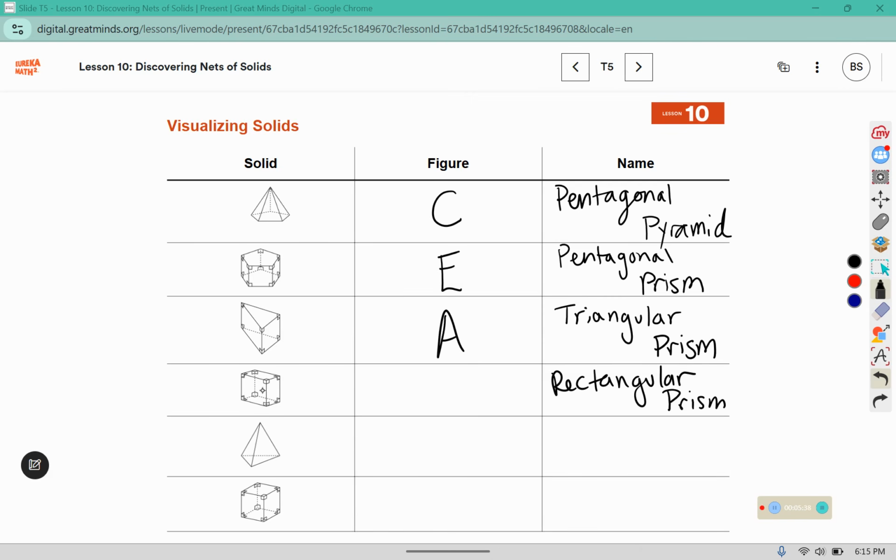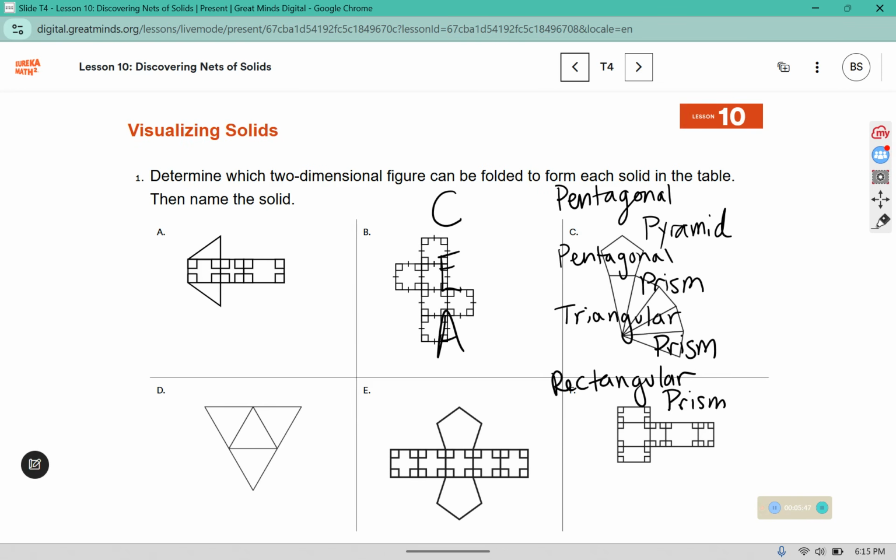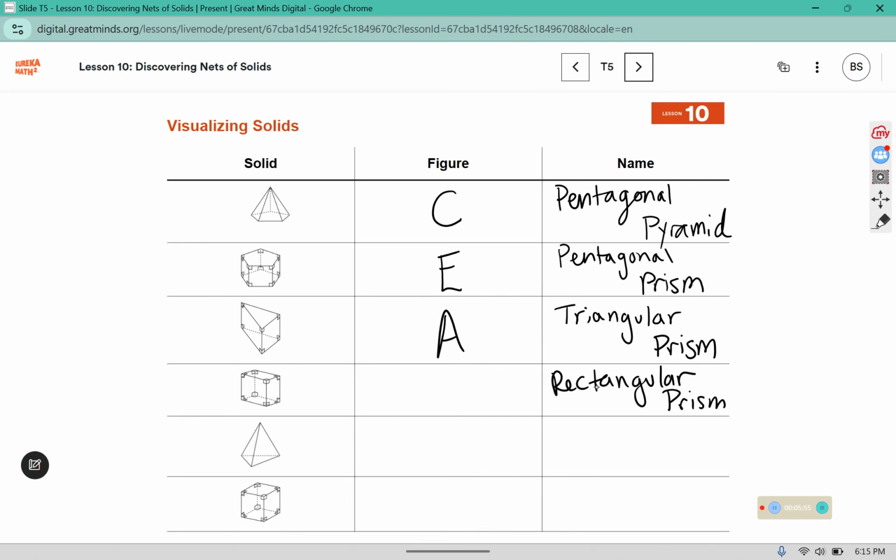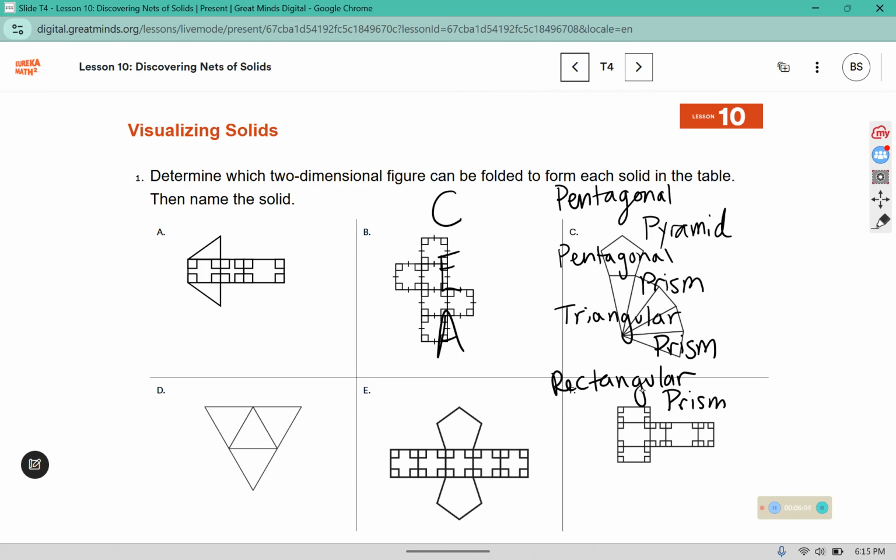We have a rectangle on the top and bottom, and then 4 around the middle. So we need 6 rectangles. This one has rectangles, and this one has squares. This is more rectangular, and this one is more square. So this one is going to be F.